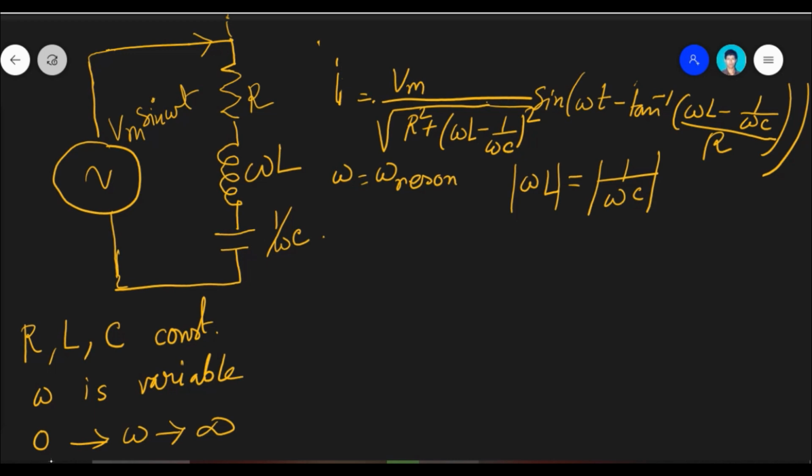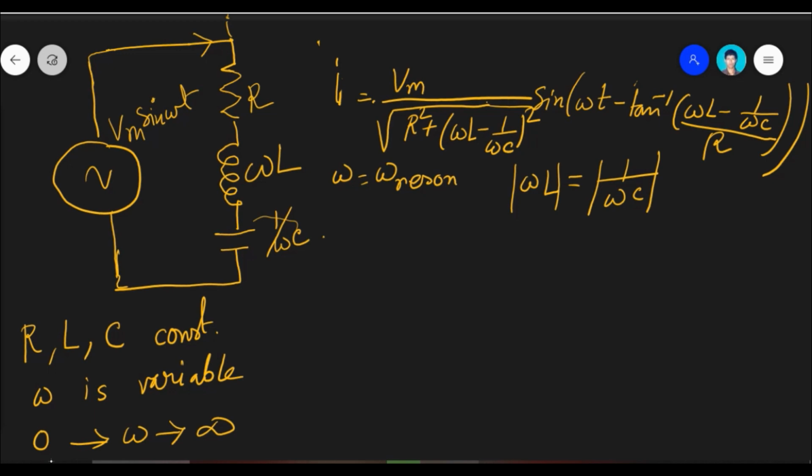In case of omega equal to infinity, what will happen? This inductor will behave like an open circuit. Although the capacitor behaves like a short circuit, that won't change anything because your circuit is open and no current can flow. Similarly, the same thing will happen for 1 by omega C when it is 0: you have no other choice, no current can flow through this.